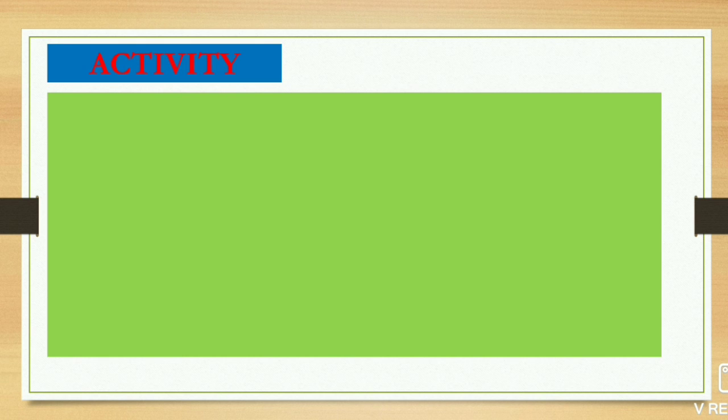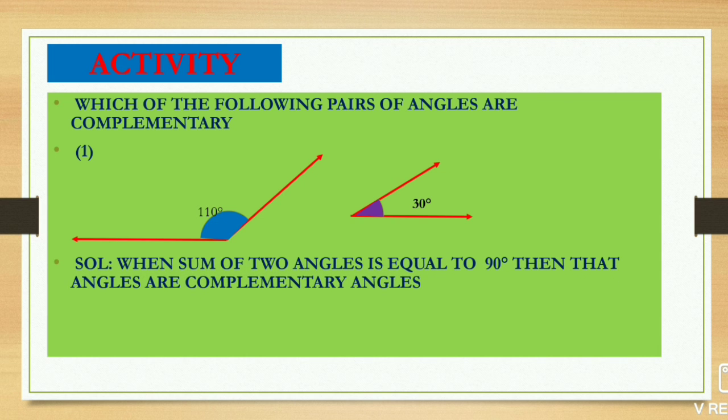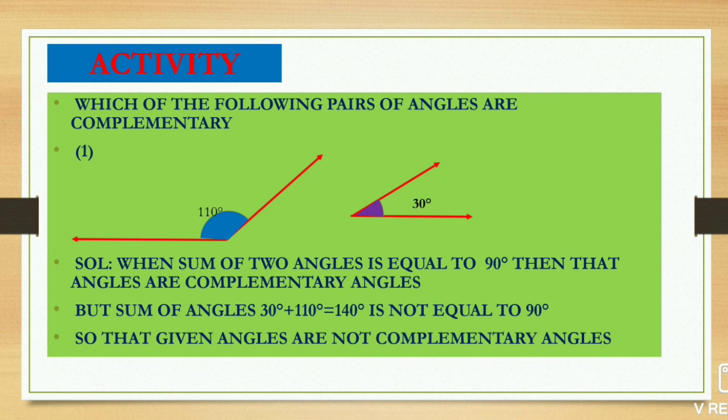Now let us see an activity type, that is one small sum. Which of the following pairs of angles are complementary? First one, I am taking 110 degrees and 30 degrees. So can you say these two angles are complementary? Let us see. Solution: when the sum of two angles is equal to 90 degrees, then those angles are complementary angles. But the sum of the angles, 30 plus 110, is equal to 140. So it is not equal to 90 degrees, so the given angles are not complementary angles.